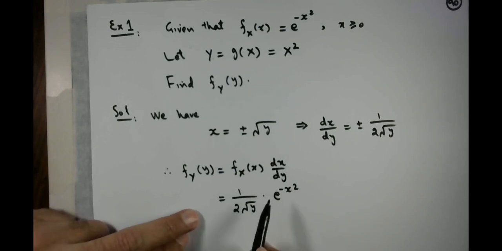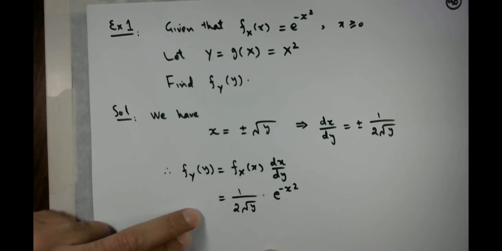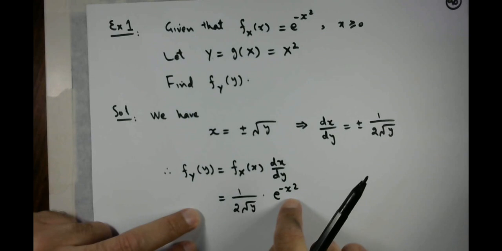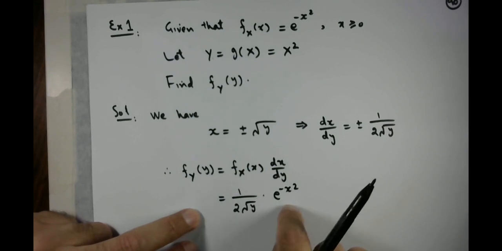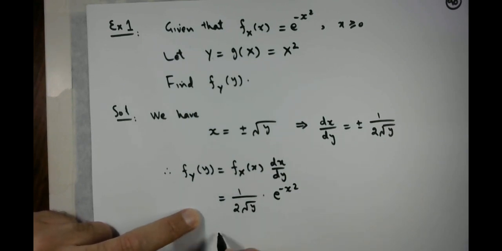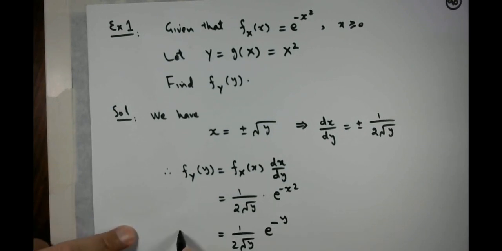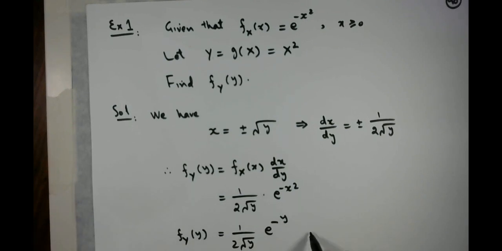But you see, this is not completely in the form of y. So we have to somehow replace this in terms of y. So this can be written as 1 over 2 under root y times e raised to power minus, and what is x square? It is simply y. So now our PDF of y is complete, obviously for y greater than or equal to 0.